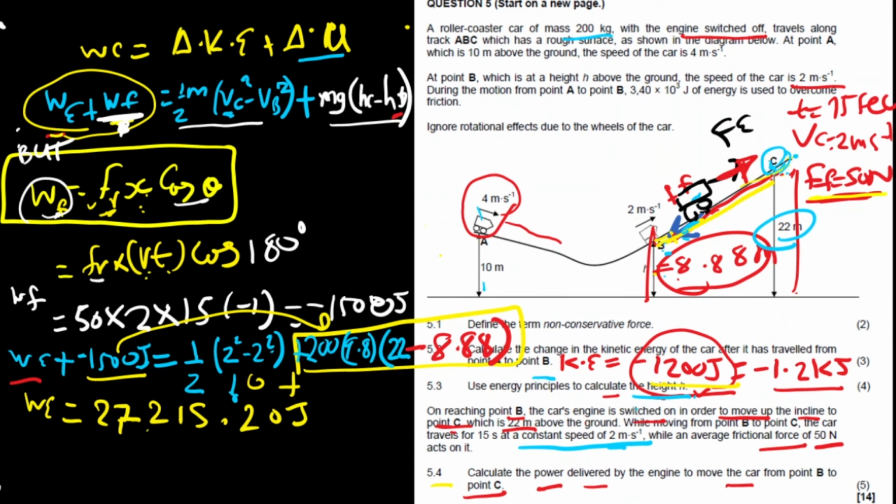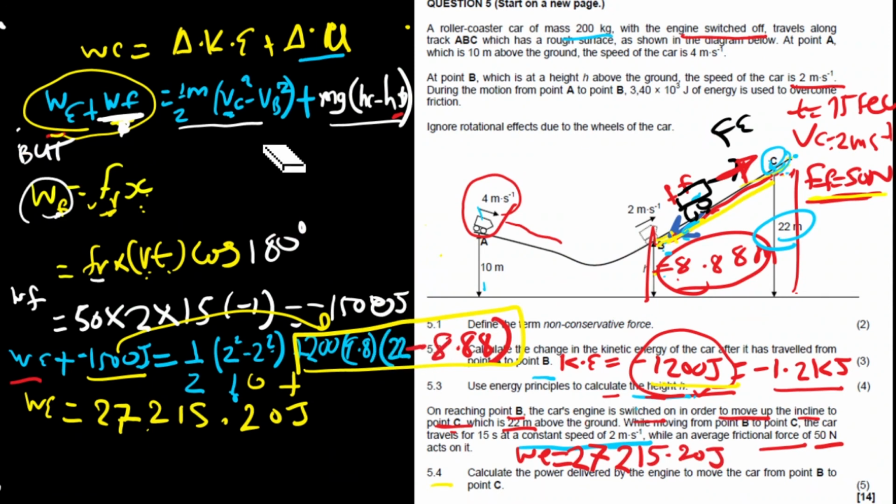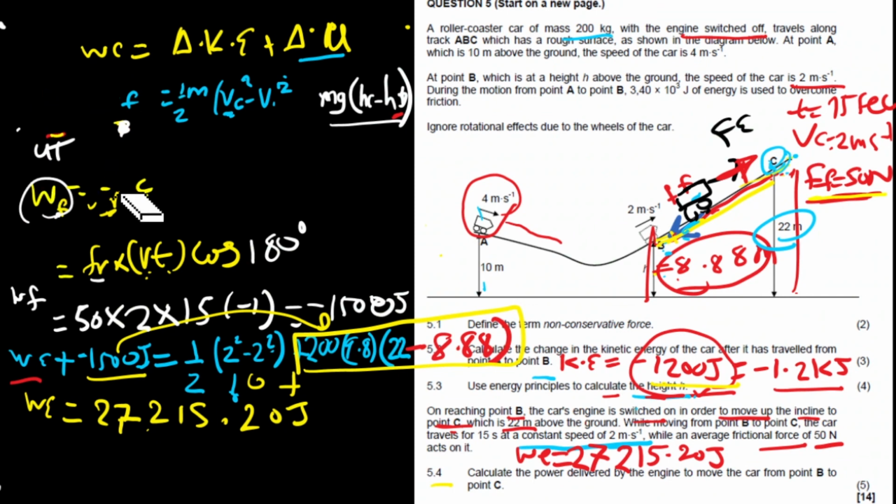But the question does not ask for work done of engine. They want power of engine. So I can write here aside, we're not done yet. This is just the work done of engine. Because they want power, we're not done. Work done of engine equal to 27215.20 joule. So how are we going to get power of engine? To get power of engine is easy.